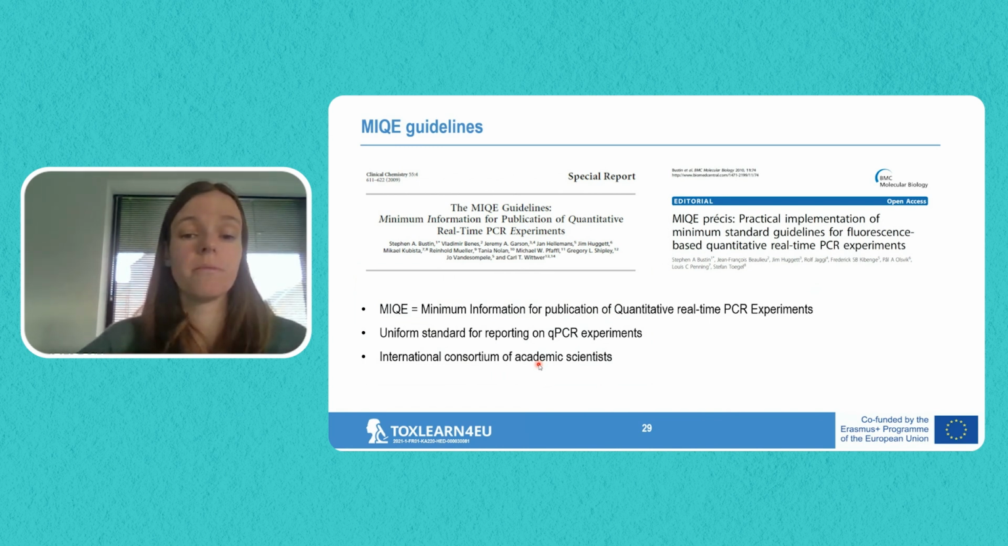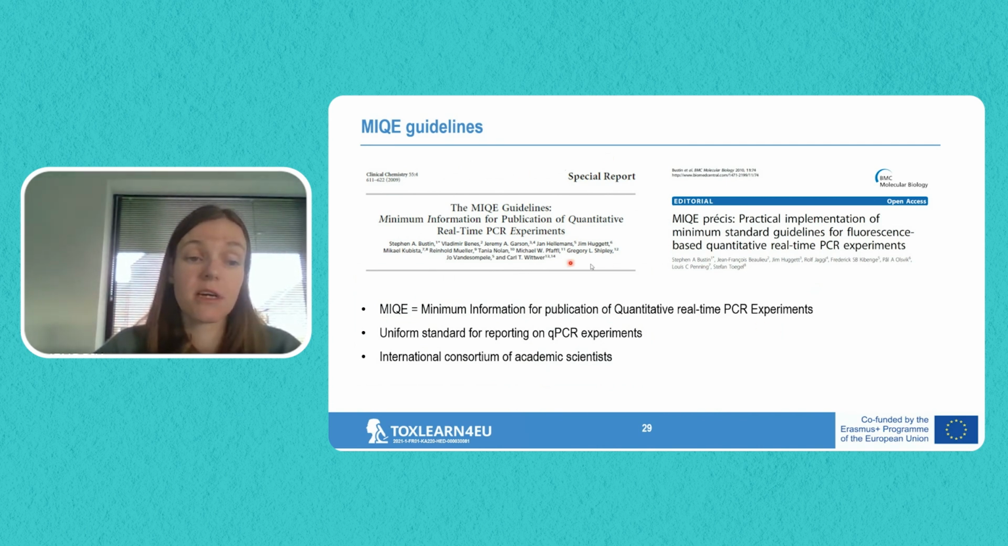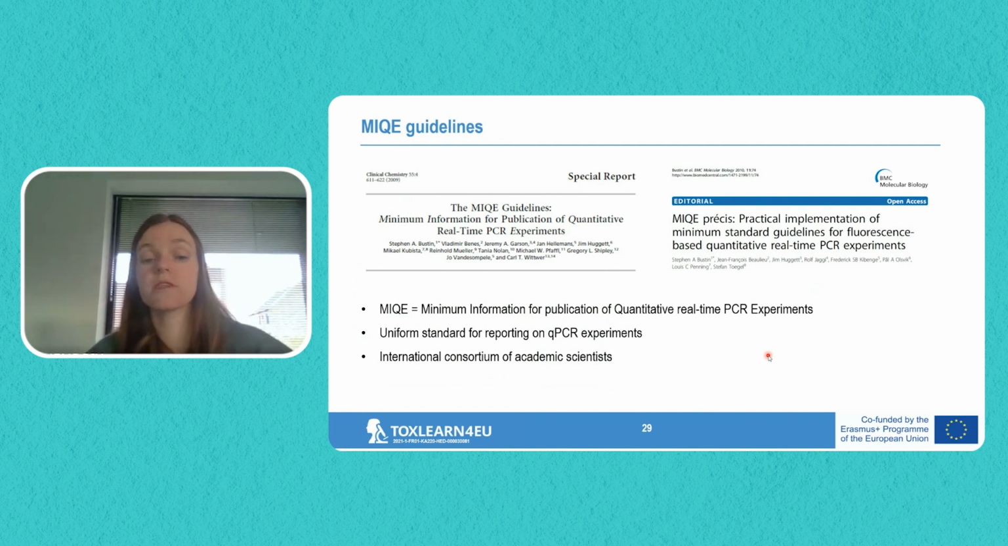And then one last thing that I briefly want to discuss regarding reporting qPCR data are the so-called MIQE guidelines. The MIQE guidelines were first published in 2009 by an international consortium of academic scientists who were strongly involved in the qPCR field. And MIQE stands for Minimum Information for Publication of Quantitative Real-Time PCR Experiments.